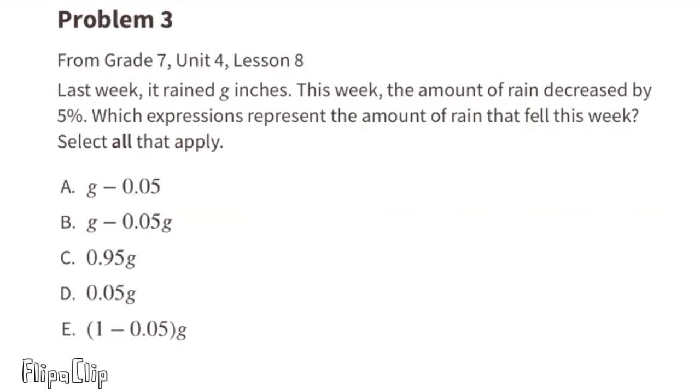Problem number 3 from 7th grade, Unit 4, Lesson 8. Last week it rained G inches. This week, the amount of rain decreased by 5%. Which expressions represent the amount of rain that fell this week? Select all that apply. G represents the amount of rain last week. This week, it decreased by 5%.